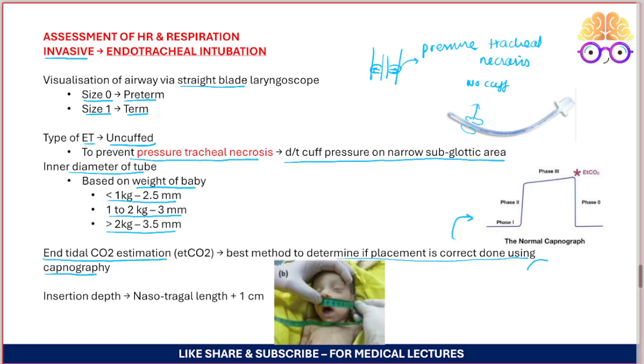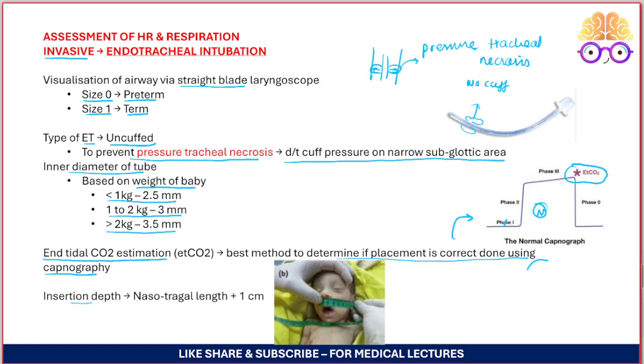Here we have a capnography. So you need to look at this point. This is the normal scenario. This is the normal. Okay, so the graph on the ventilator should look like this. That means that you have placed a proper ET. Okay, and now the insertion depth.